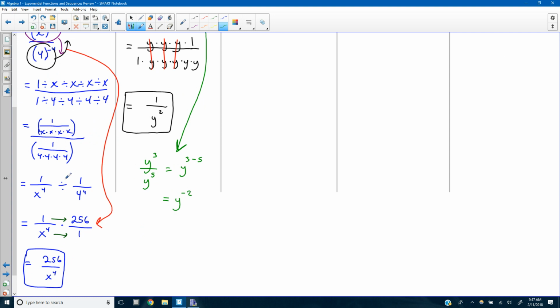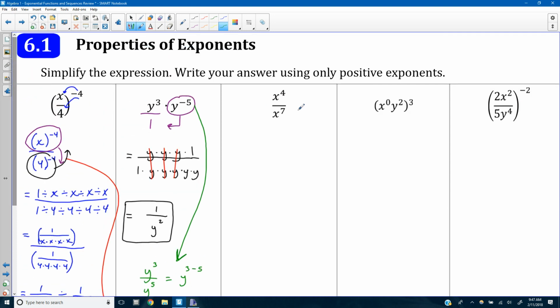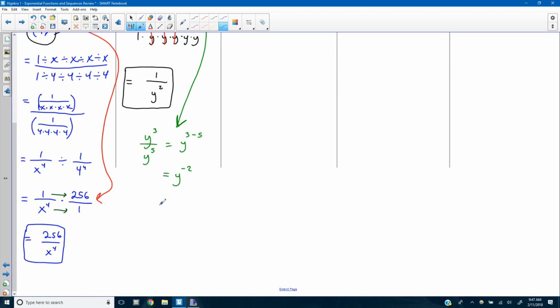Now you don't want this to be your answer because the answer says leave it as only positive exponents. So I have a negative exponent here. If you follow along with what we did last time here, that would be 1 over y squared. So you still get the same answer doing that as you did the other way.